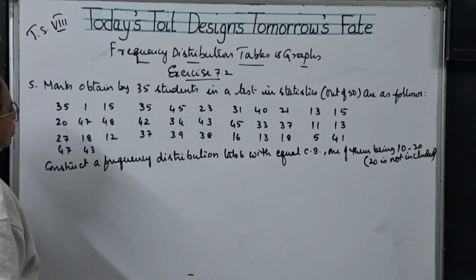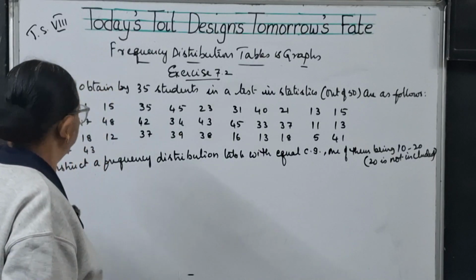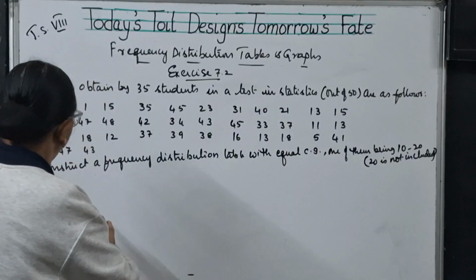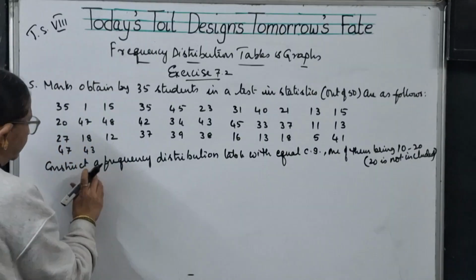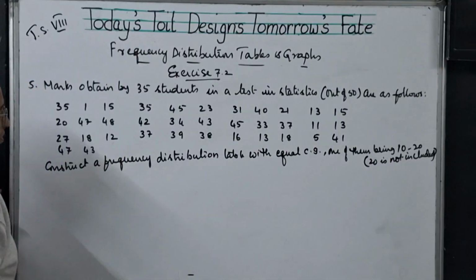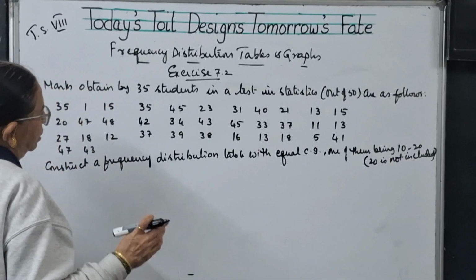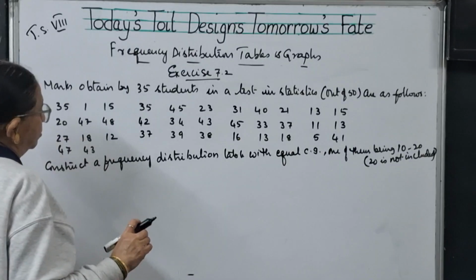Now, marks obtained by 35 students in a test in statistics are as follows. They have given the marks. Now, the question is to construct a frequency distribution table with equal class intervals and one of them should be 10 to 20.